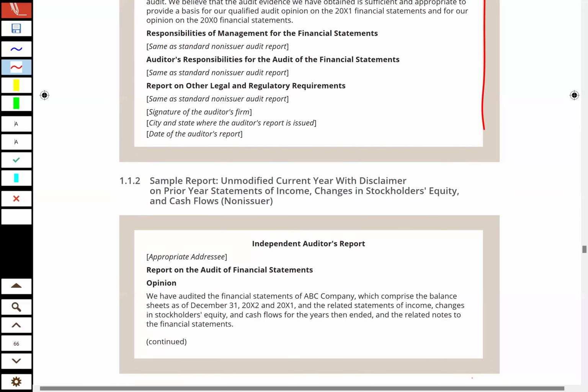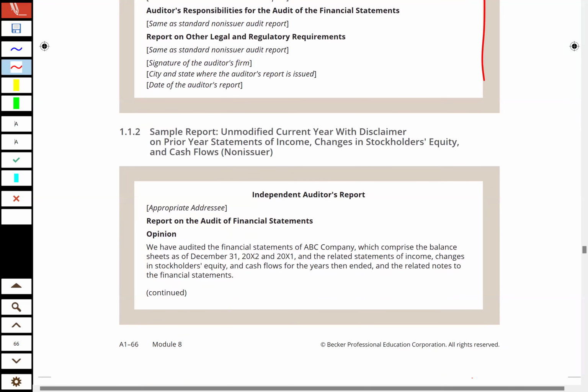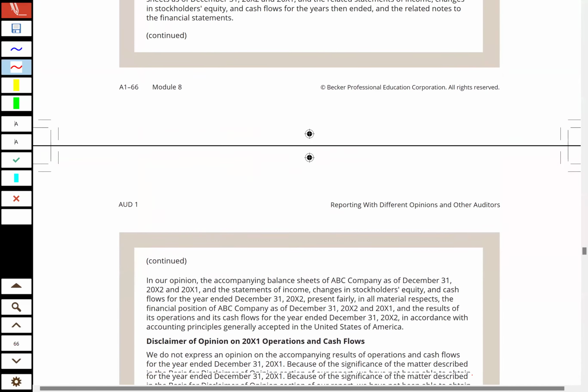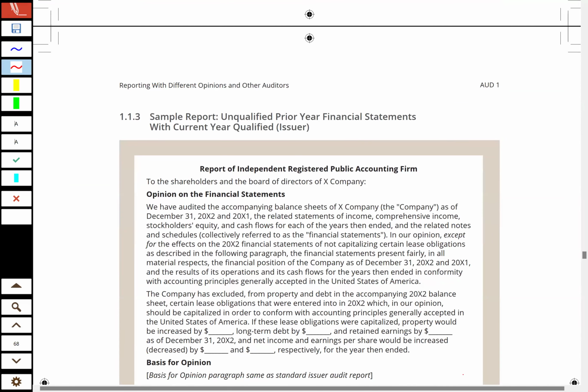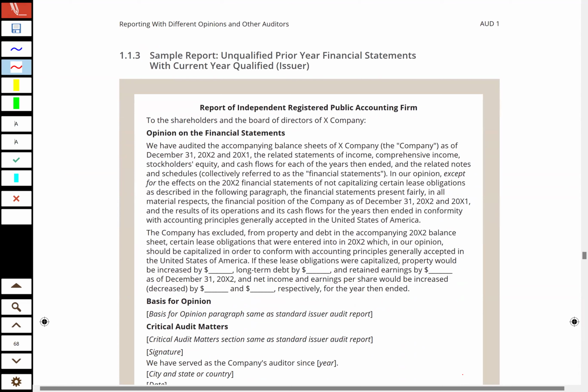Okay. Now we come over, and it's the same thing with a disclaimer. You just call out the year associated with the disclaimer. But when we're talking about a public company, again, we use the phrase except for. In our opinion, except for the effects on, and here they're using 20X2 as the year they would have the qualification.